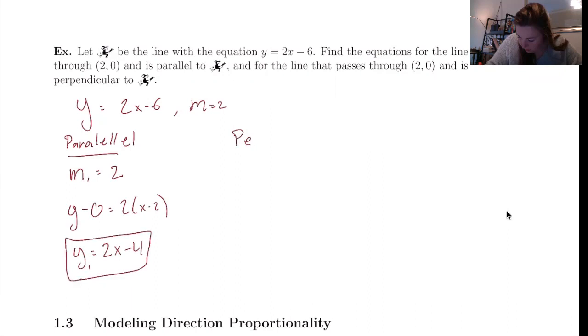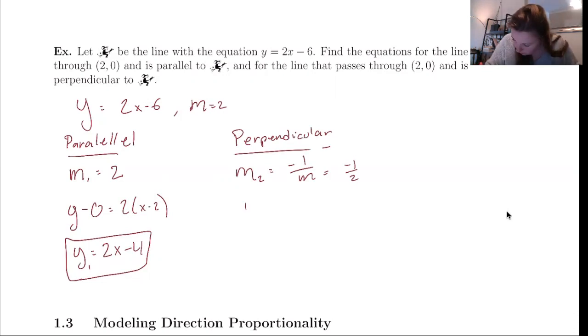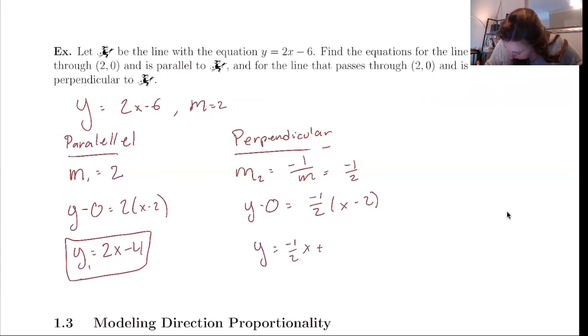And then my perpendicular line. That slope we'll call m2. And that's going to be negative 1 over m, which is going to be negative 1 over 2. And then we'll also do point slope form. Given a point, found the slope, point slope form. So we're given y minus 0 equals negative 1/2 times x minus 2. And if we wanted to, I get y equals negative 1/2 x plus 1, because negative 1/2 times negative 2 is 1.